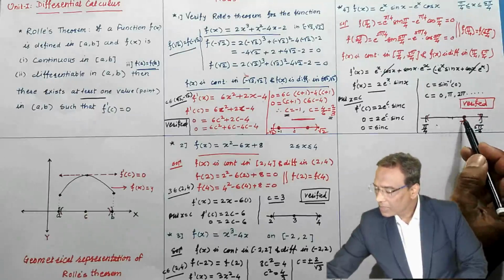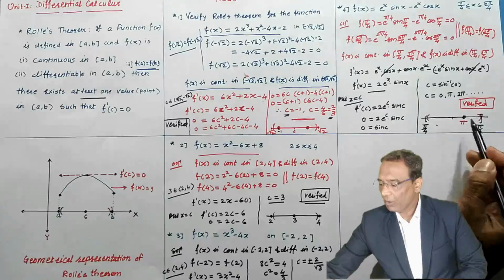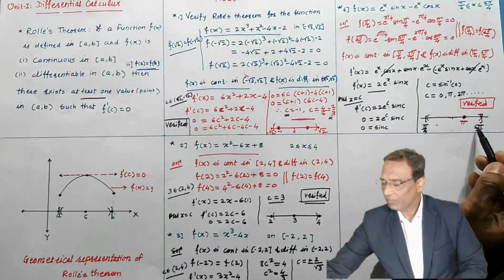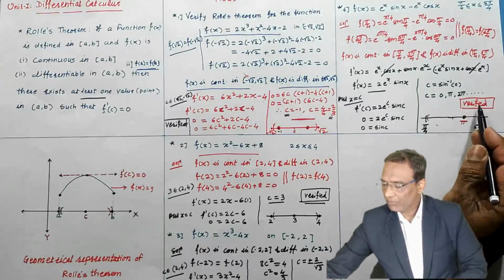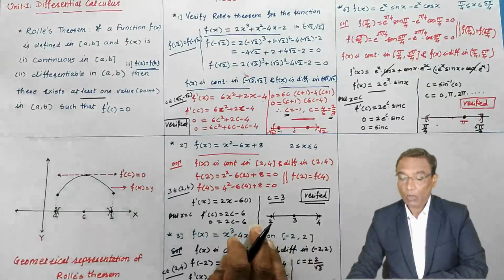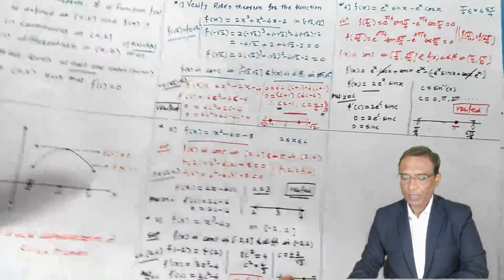But pi is coming over here. Pi belongs to the open interval pi by 4 to 5 pi by 4. Therefore, the theorem is verified. Okay, the value of c may be asked in an online examination as an MCQ.